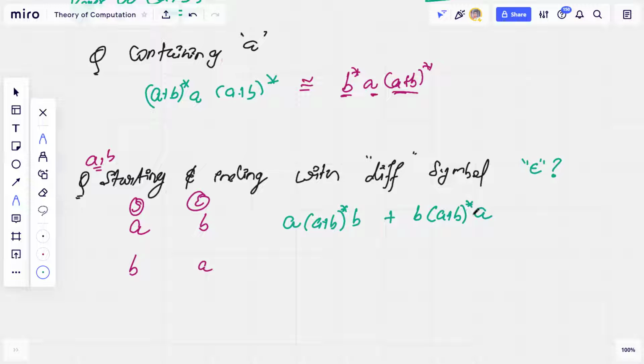Just a second, there's some problem with my pen. Give me a minute.